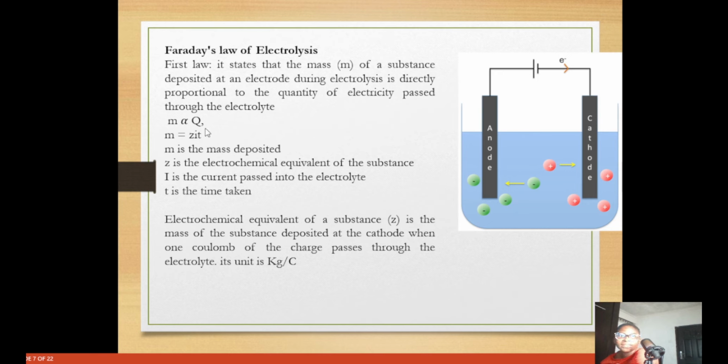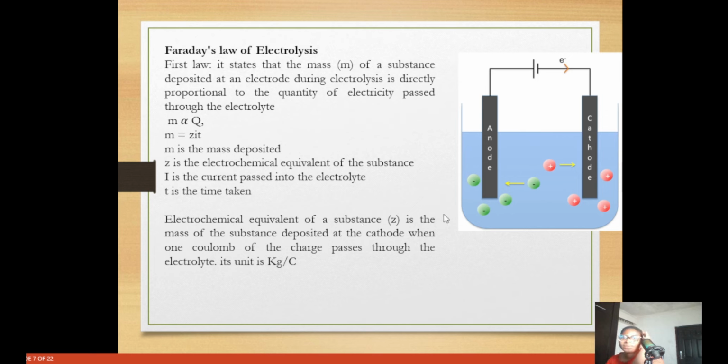And that's why we have it here. This is the relationship: M is directly proportional to the quantity of electricity. You recall that anytime we change a proportionality sign to an equals sign, we introduce a constant, and the constant here is Z. So M is the mass deposited, Z is the electrochemical equivalent of the substance, I is the current passed into the electrolyte, and T is the time taken.